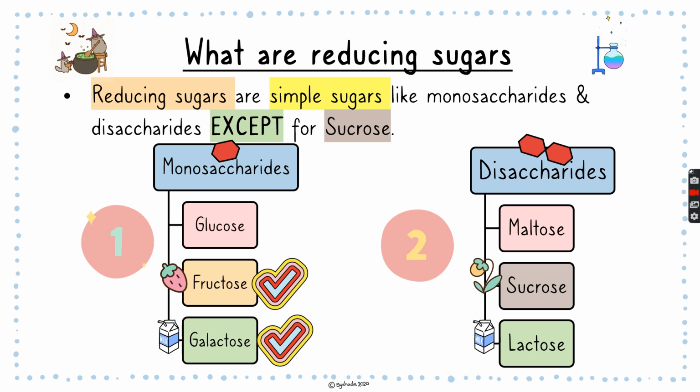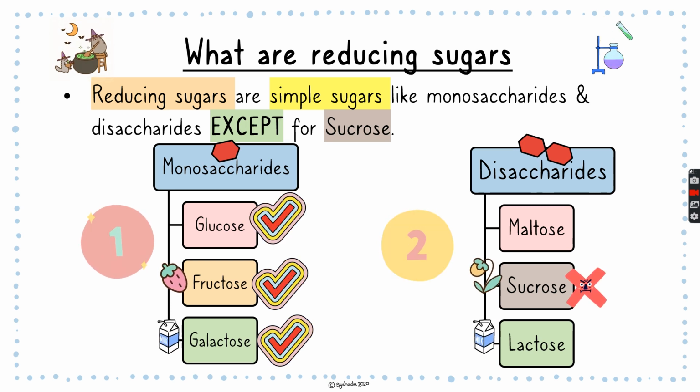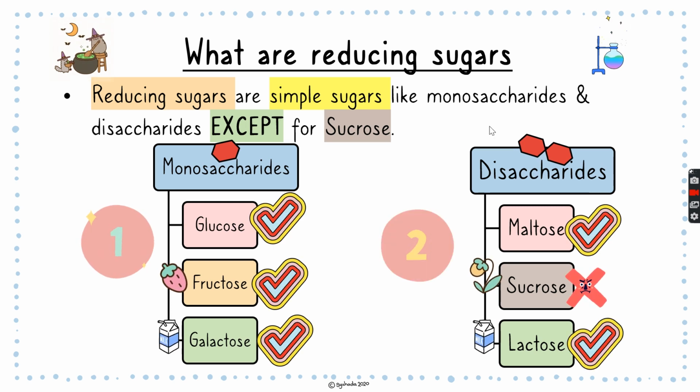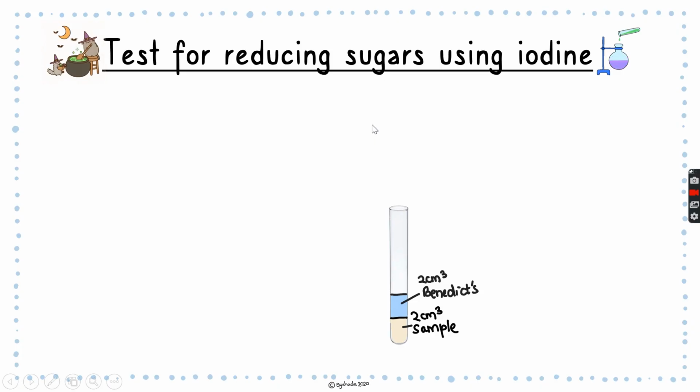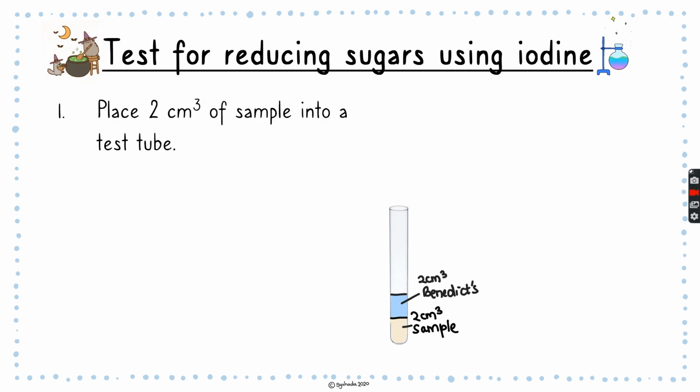So just to clarify with you guys, all of these except for sucrose are reducing sugars. So reducing sugars are all simple sugars, monosaccharides and disaccharides, except for sucrose. There's a reason for this, and I think I'll explain that to you in another video. Okay, so now that we know our reducing sugars.